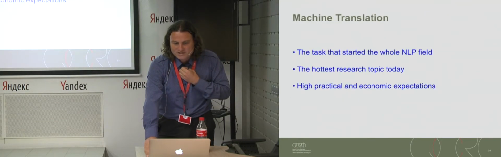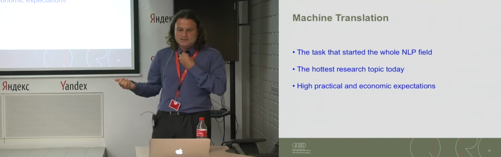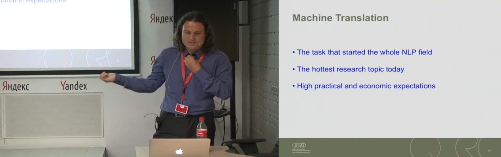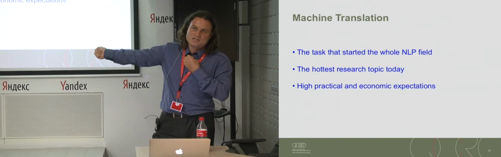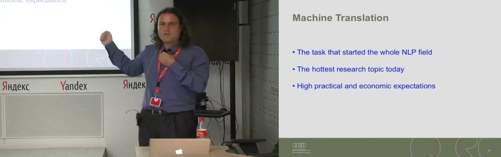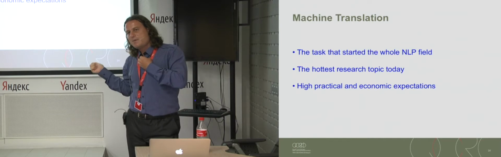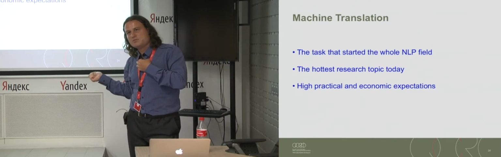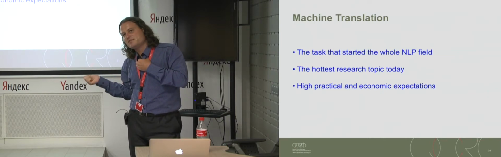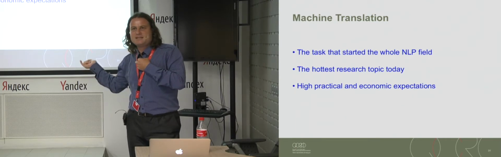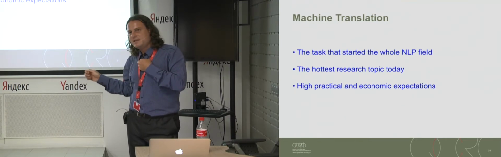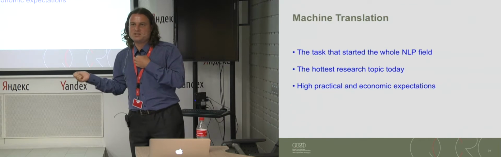So, moving to machine translation, it's an important task that started the whole field of natural language processing. It is the hottest topic today. If you go to a conference in computational linguistics, about 40% of the papers are on machine translation. Actually, 40% of the submissions; of the papers presented at the conference, maybe 25-30%. It's very hard to publish in machine translation. It's very competitive.